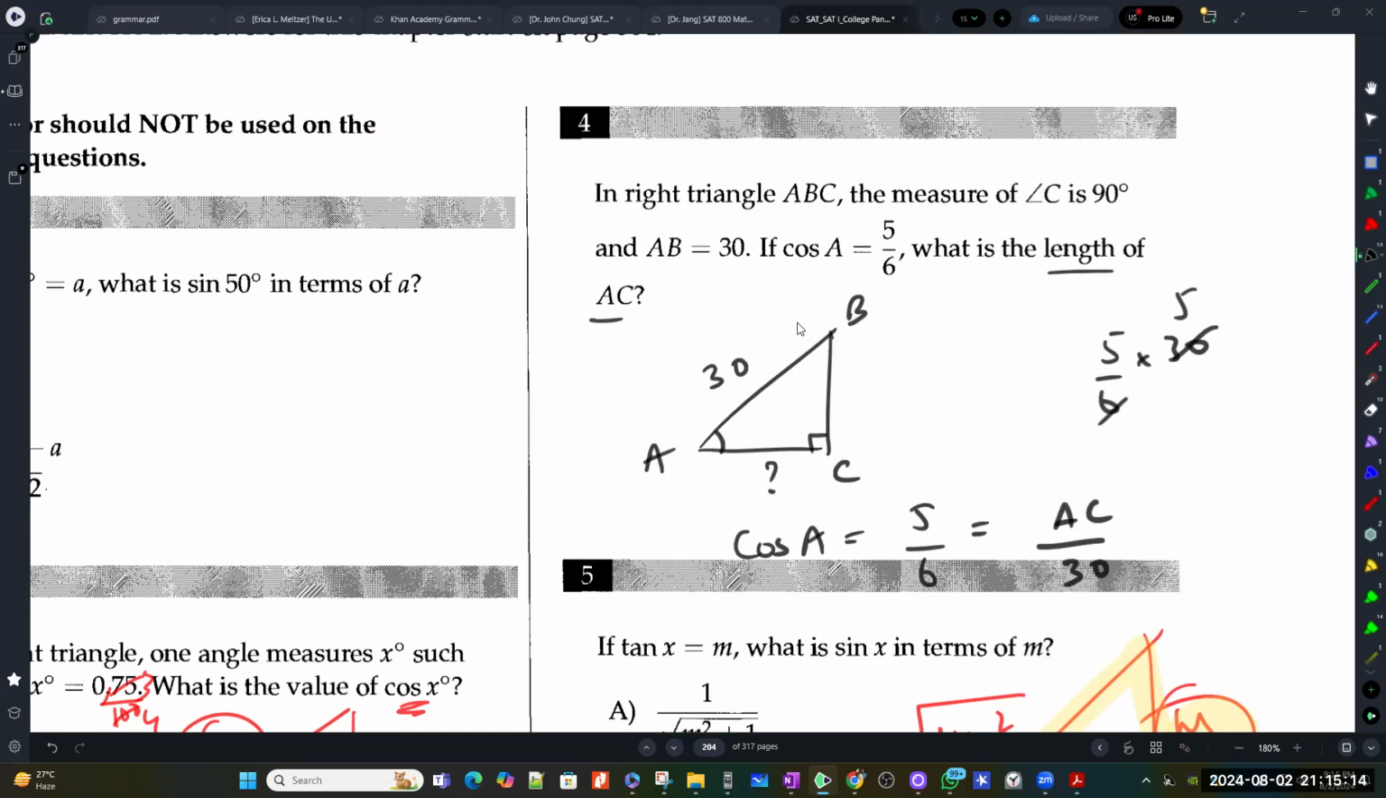Look Ayat, it can never be bigger than the hypotenuse. Because C is 90, AB is 30. That makes AB the hypotenuse, and the hypotenuse is always the longest length. So AC has got to be less than 30.